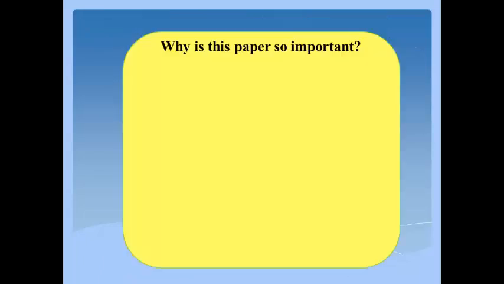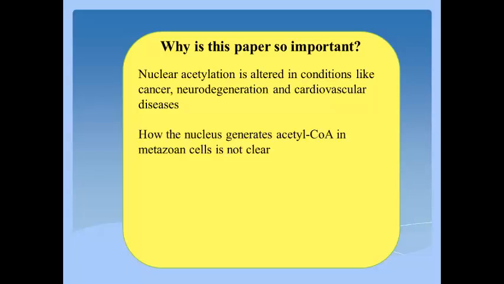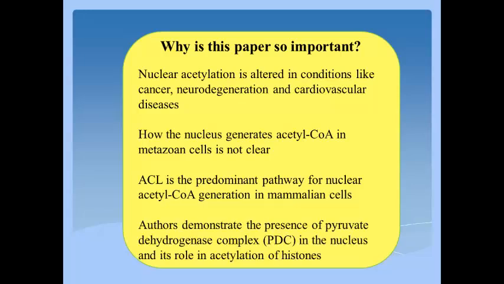Why is this paper so important? Nuclear acetylation is altered in conditions like cancer, neurodegeneration, and in cardiovascular diseases. How the nucleus generates Acetyl-CoA in metazoan cells is not clear. ATP citrate lyase is the predominant pathway for nuclear Acetyl-CoA generation in mammalian cells.